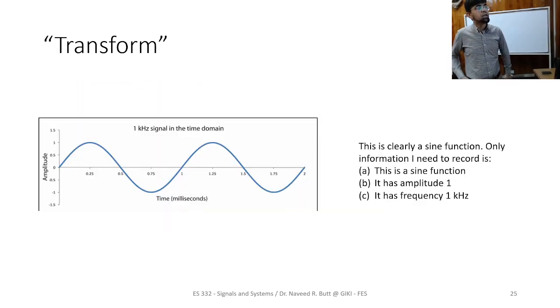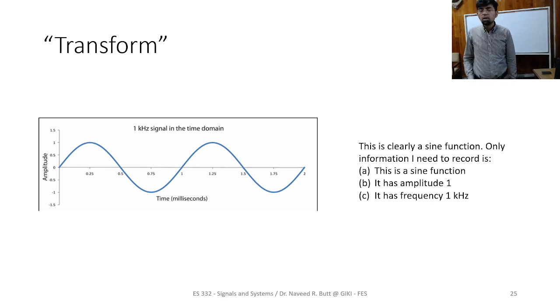This is, let's say, a function. Yeah, it's a sine function. What is the information I need to record it? Do I need this whole continuous time signal, right? So infinite points. Do I need to record every value of this function? So what do I need? I need to know that it's a sine function. It has amplitude 1. It has frequency 1 kilohertz.